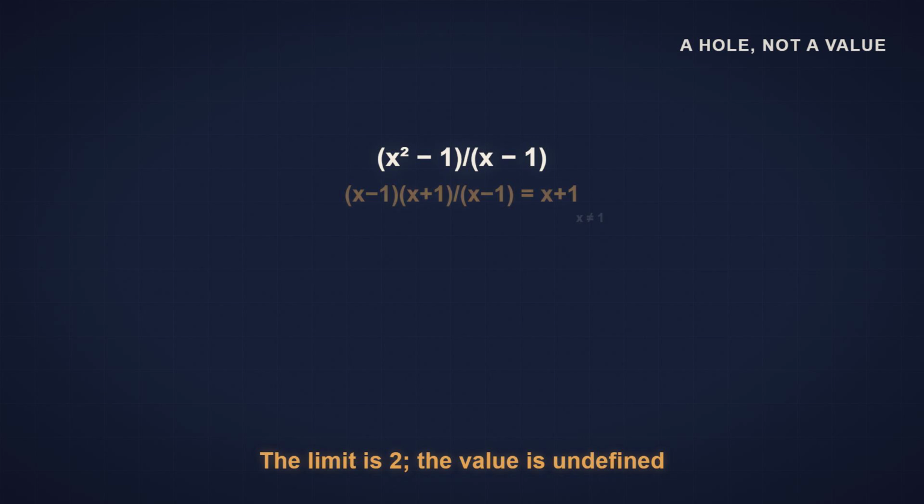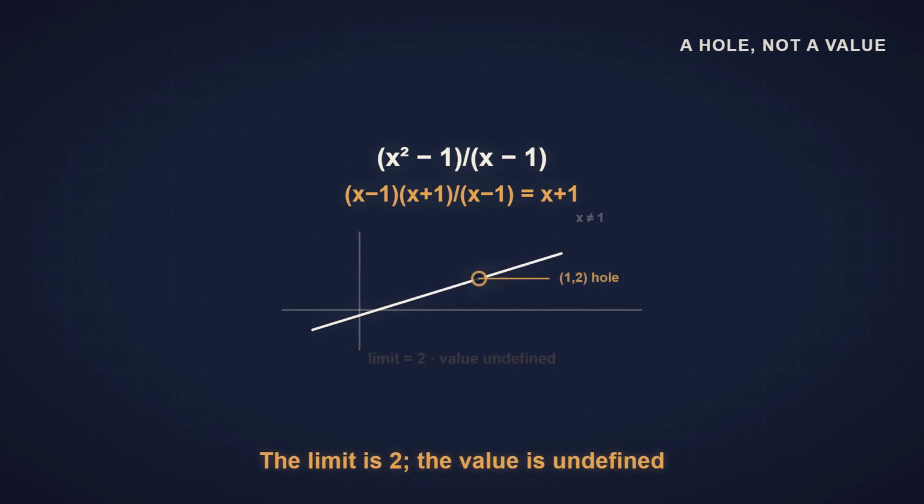But factor the numerator into x minus 1 times x plus 1. For every x except 1, the common factor cancels and the graph follows y equals x plus 1. The line approaches height 2 at the missing point. The limit is 2, even though the original value does not exist. A limit answers what happens nearby. It does not secretly perform forbidden division at the hole.